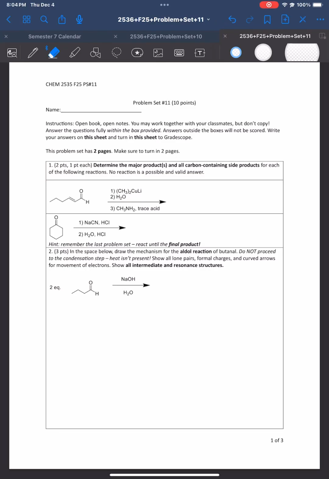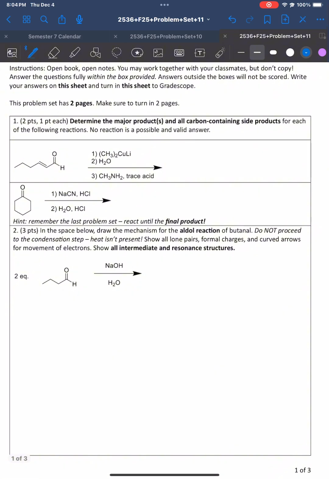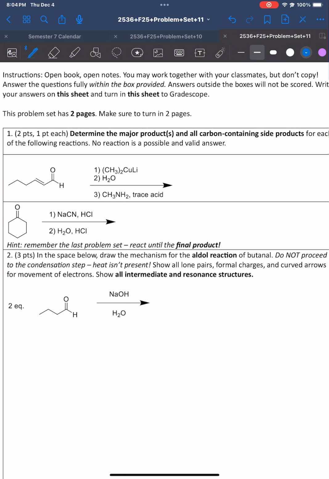Alright, so in this video, we're going to be going over problem set 11, chapter 17 material. So let's go ahead and get started. We're given this aldehyde group here, and we're given these reagents.